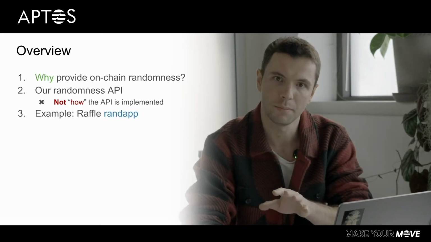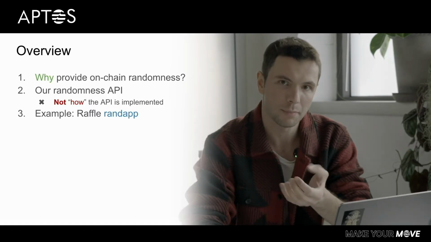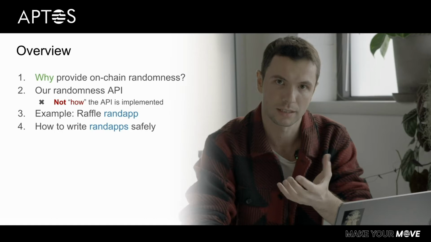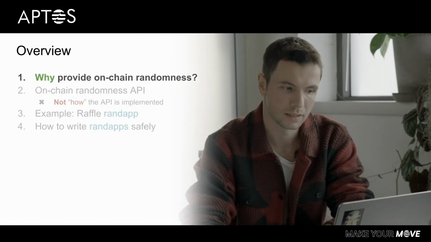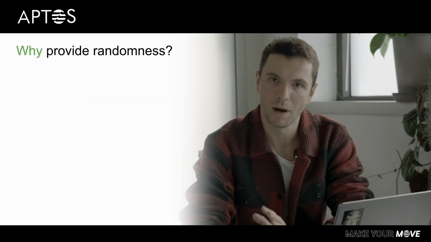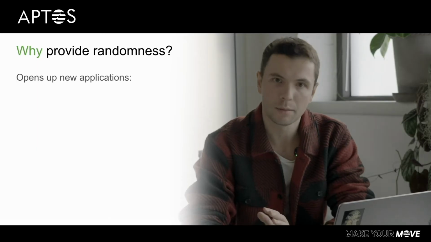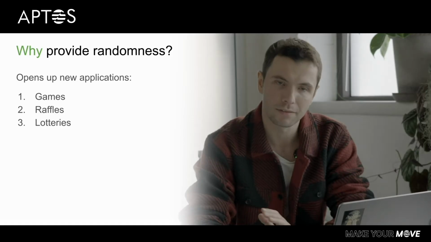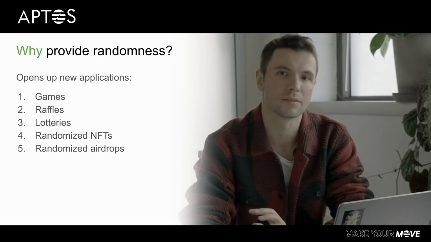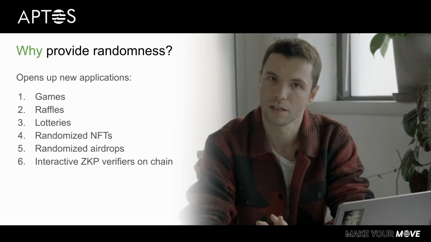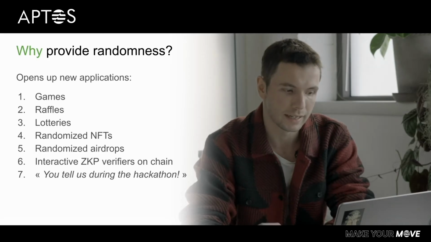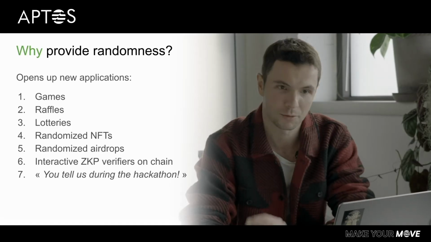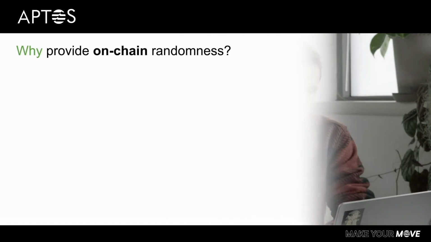And then I'll show you an example of a Raffle dApp, and then I will show you how to write these randomized dApps securely using our API. So let's begin with the why. Why provide randomness? I think the main reason is that it opens up a lot of new applications. So things like games, raffles, lotteries, randomized NFTs, randomized airdrops, interactive zero-knowledge proof verifiers on-chain. And in general, you are here to tell us what kind of other applications this will open up. So we're very curious to see what you come up with.